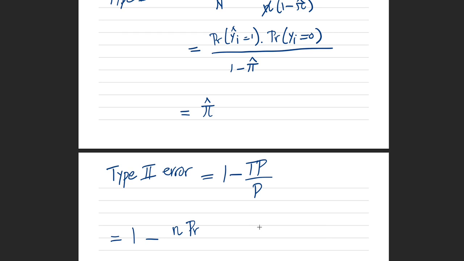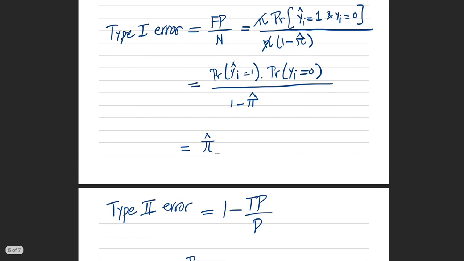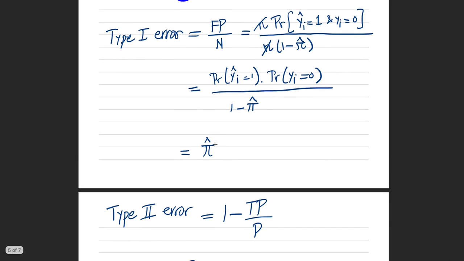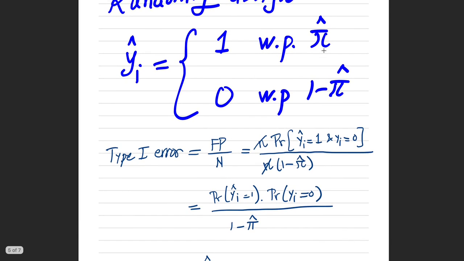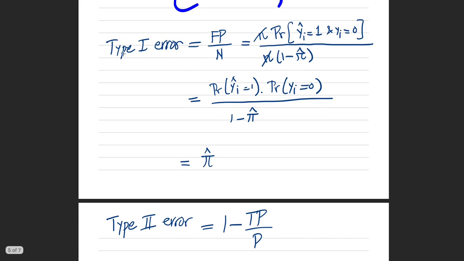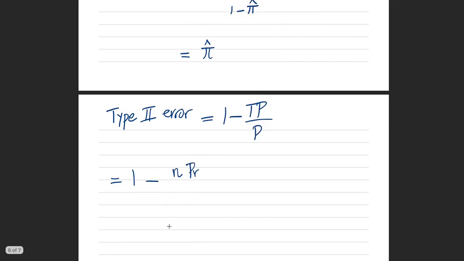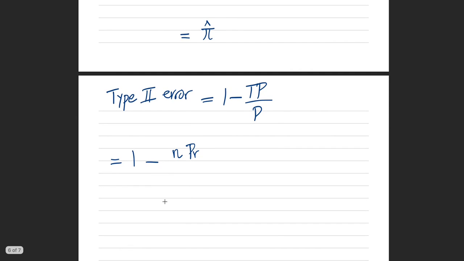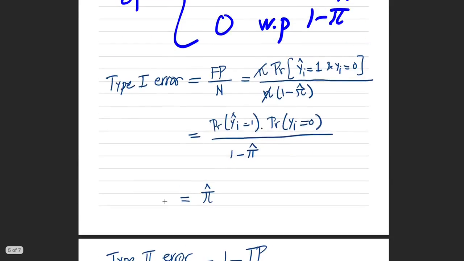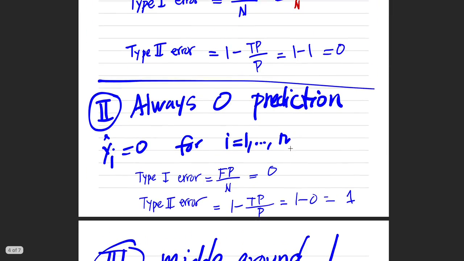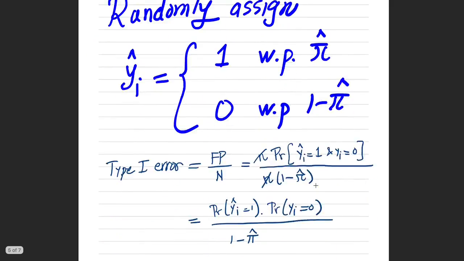And this plays a role when the data is unbalanced, because when it's unbalanced, let's say pi hat is 90%, then you have a type 1 error of 90%, whereas you have a type 2 error of 1 minus 90%, which is 10%. So going from these extremes of 0, 1, 0, 1, we have to come a little bit to a middle ground.